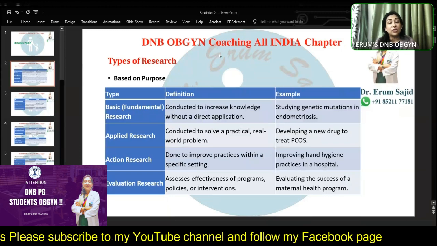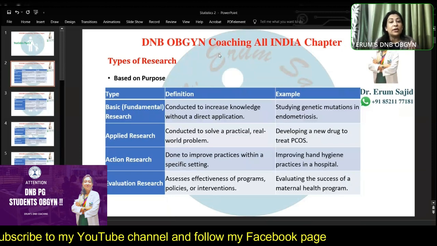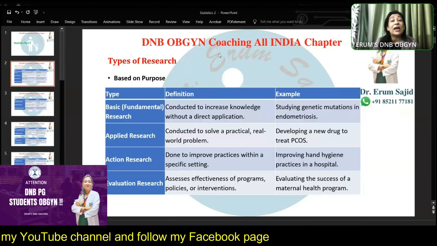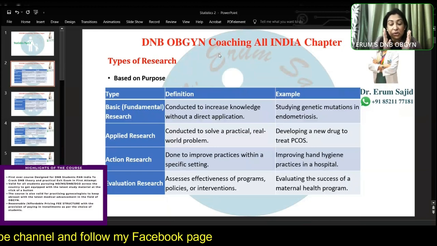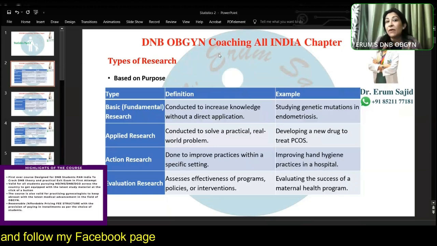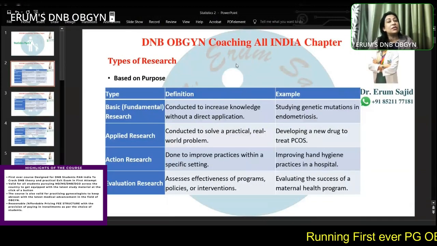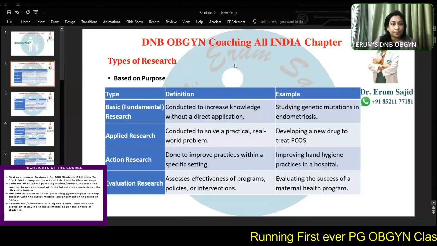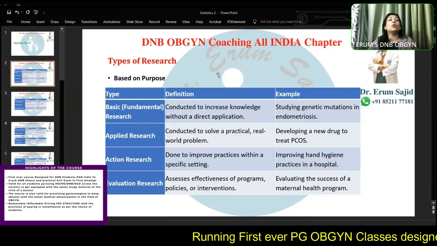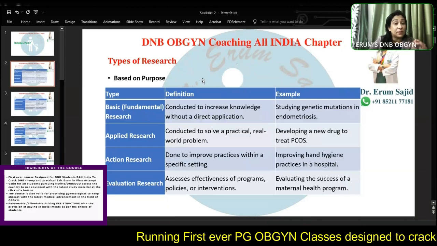Then evaluation research. That means for a program which is already running, the policies, the interventions, you are assessing its effectiveness. Something which is already going on, is it still effective in the current scenario, or does it need to be improved further? So you're evaluating what is already going on. A maternal health program is going on, and now you're just seeing how successful it is. You started a program, now you know how successful it is. So this is based on the purpose.